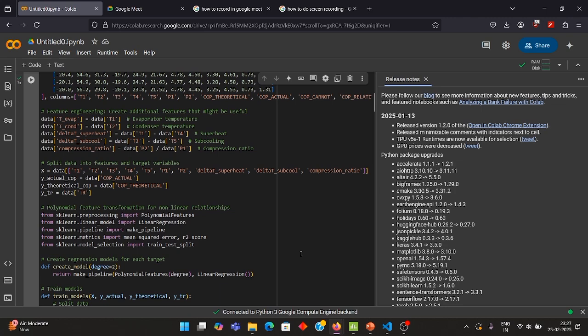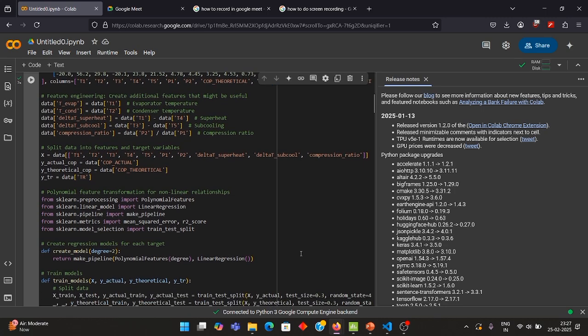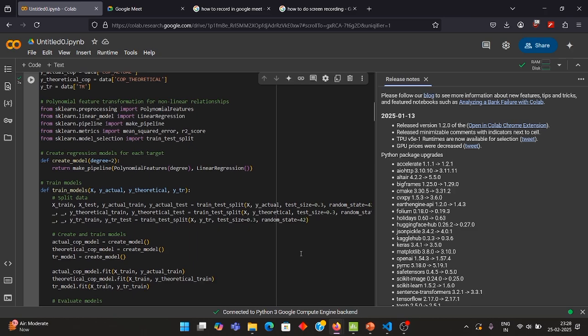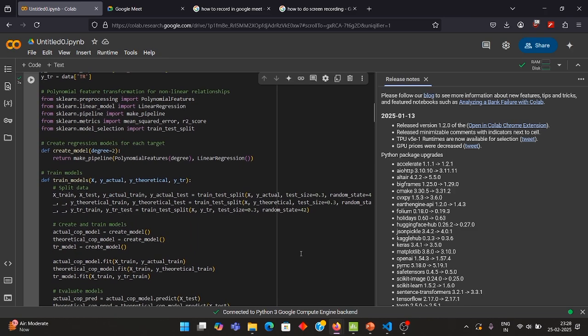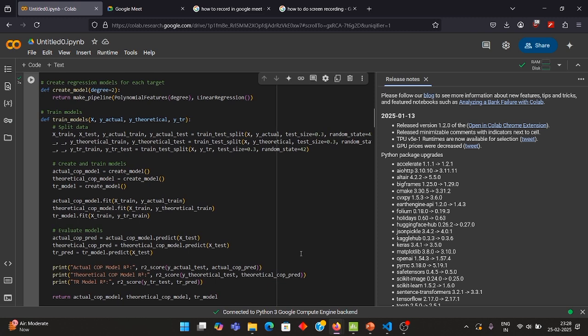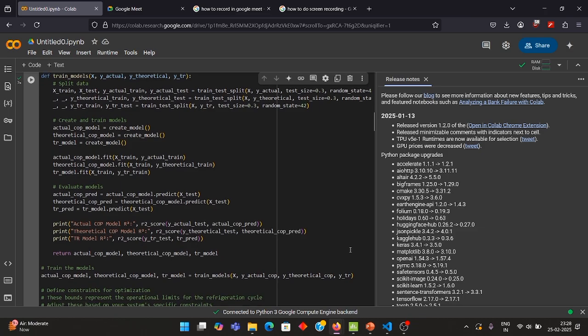We have also split the data into features and target variables. The polynomial feature transformation for nonlinear relationship has also been coded, following which we create a regression model for each target. Then we train the models. We split data, create and train models, and evaluate models.